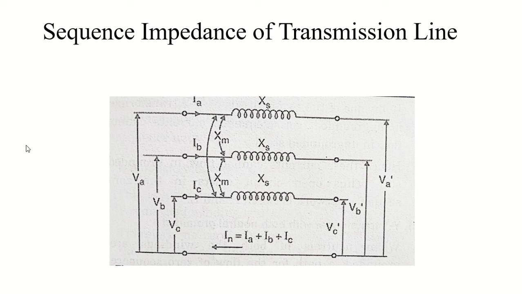Usually the value of the zero sequence impedance for a transmission line ranges from 2 to 3.5 times the positive sequence impedance. Now let's come and see this figure.